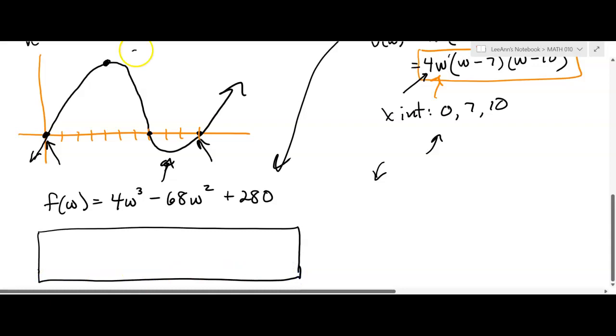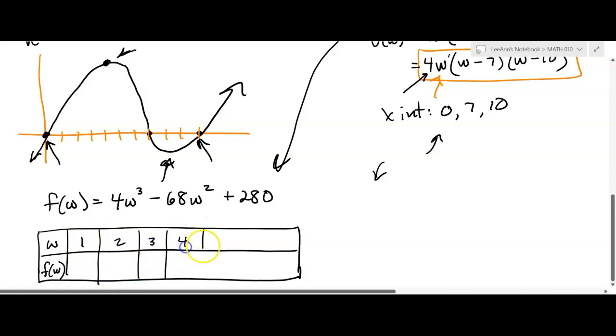But we know our local max is somewhere between 1 and 7. So let's just see what happens. We'll have W and we'll have F of W. And we're going to try 1, 2, 3, 4, 5, 6, and 7. And then we'll just see what happens. Okay, actually we know what happens at 7. It's 0. Okay, so we don't want 0 volume.